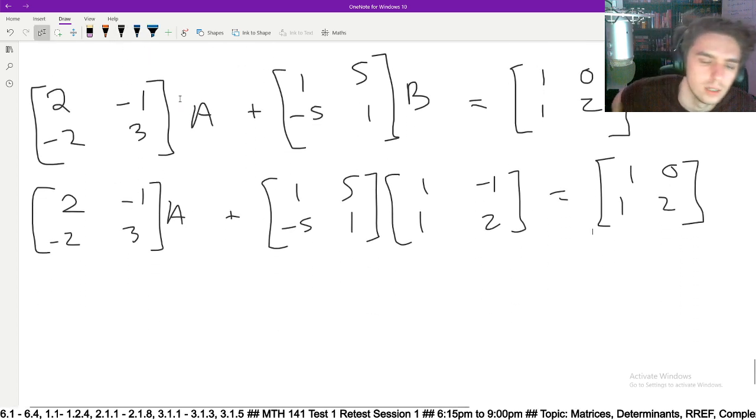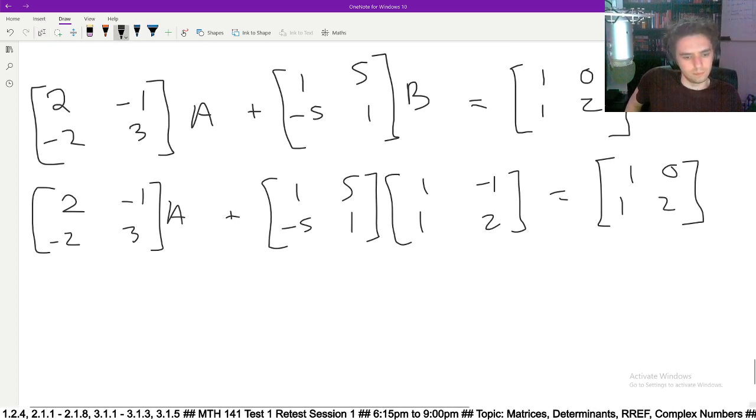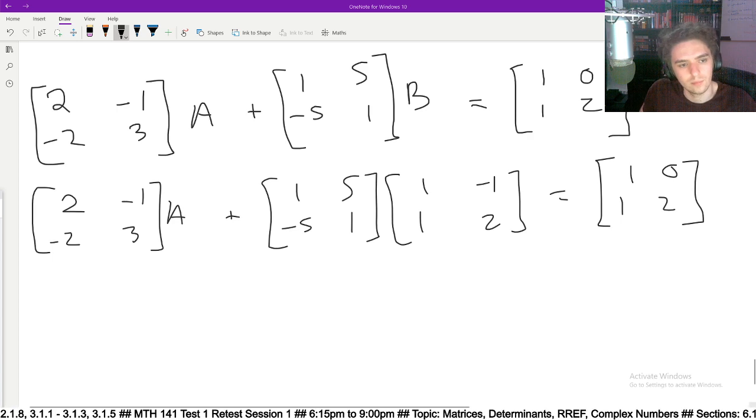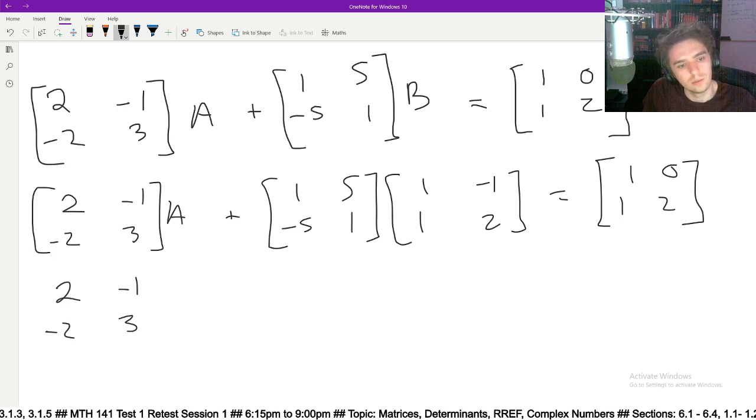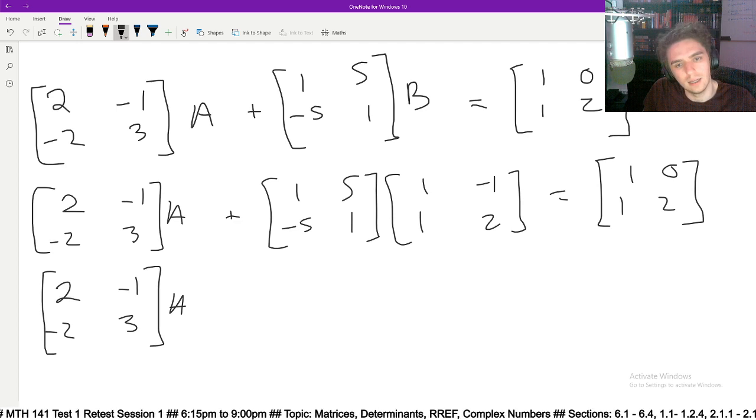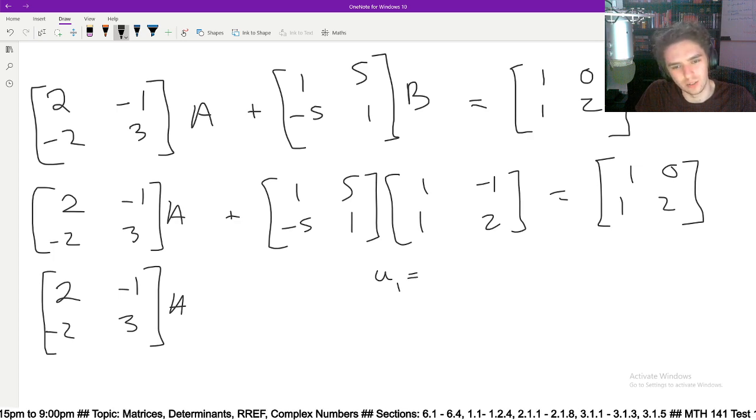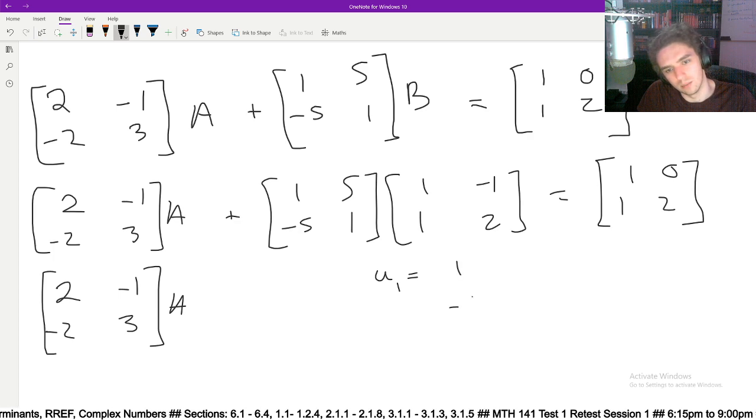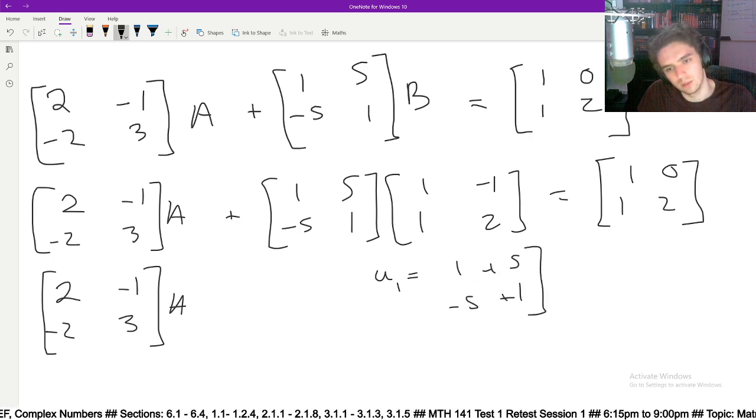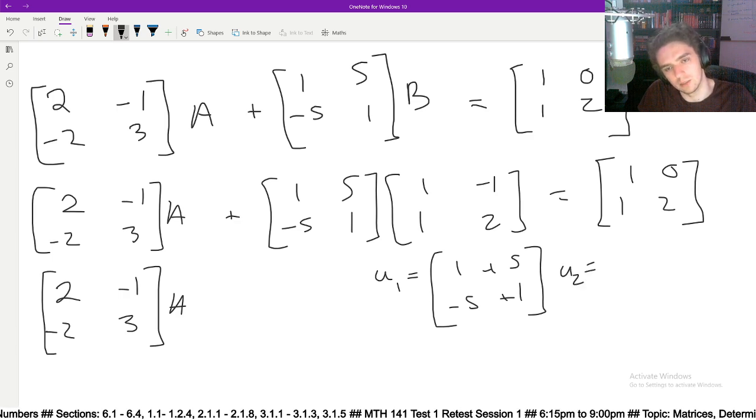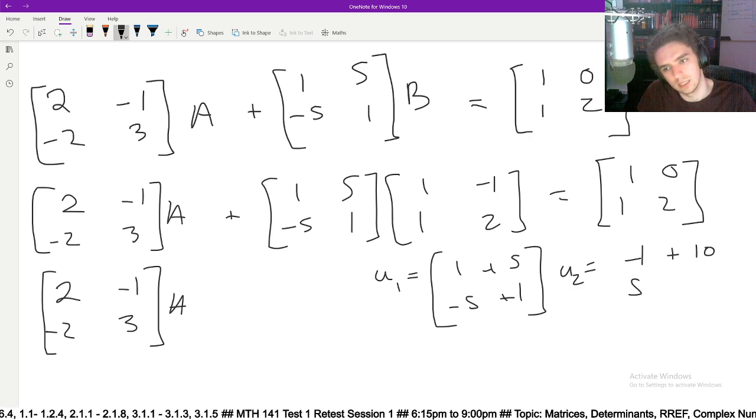Okay, and we can just solve for A now. So 2, minus 1, minus 2, 3, A. Okay, so our answer is going to have 2 columns. I don't know if anyone else does multiplication like this, but I know my answer is going to have 2 columns, so I do column by column. So the first column is going to be 1 times this plus 1 times this. So 1 minus 5, plus 5 plus 1. And my second column is going to be negative 1 times this, so negative 1, 5, plus 2 times the second column, so plus 10 plus 2.